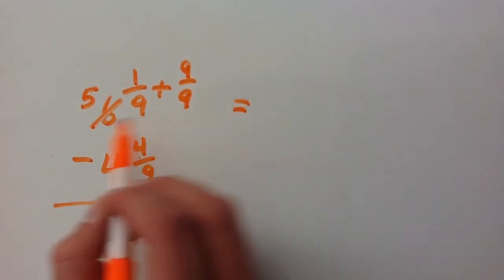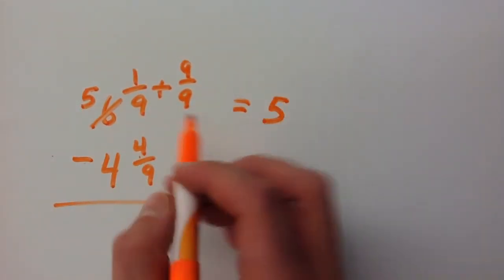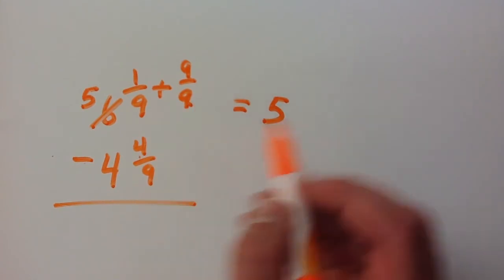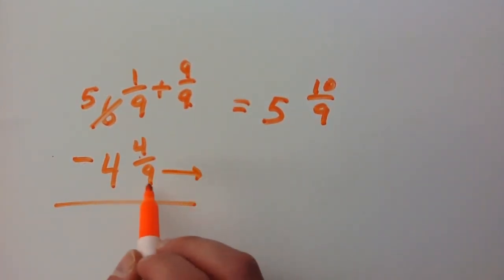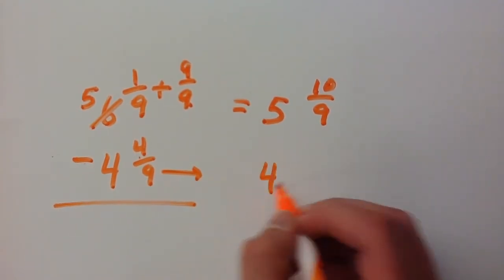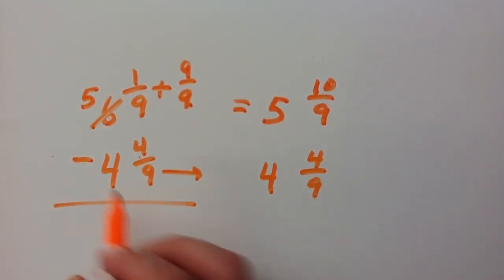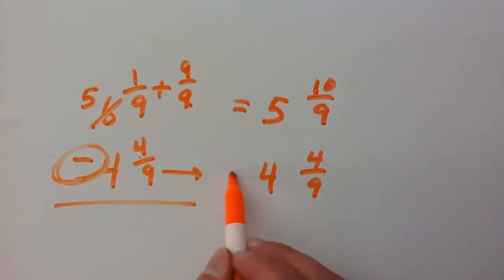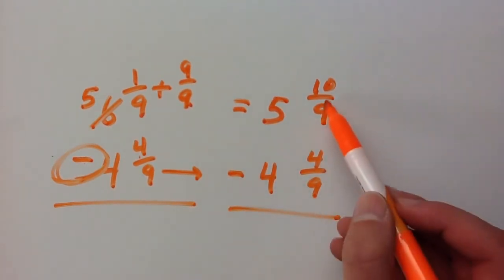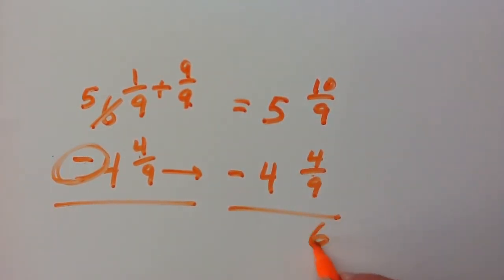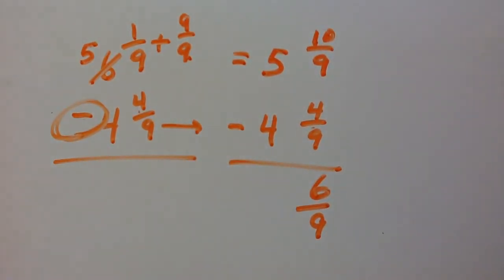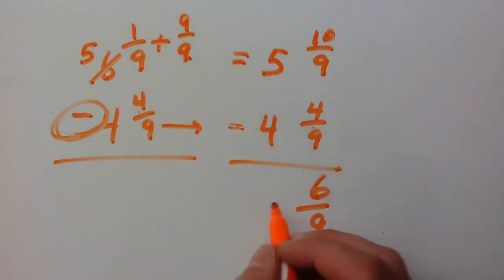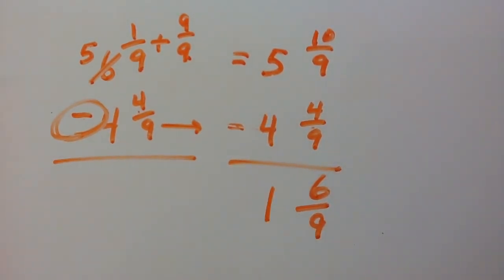So now my top number would be 5, and what is 1/9 plus 9/9? That would be 10/9, and this number stays the same. I'm going to slide it over. It's still 4 4/9, and I am, remember here, subtracting, so I'm going to put my subtraction sign. Now I have 10/9 minus 4/9, which would be 6/9, right? You keep the denominator and subtract the numerators. 10 minus 4 is 6. Then you subtract the whole numbers. 5 minus 4 is 1. So I have 1 6/9.